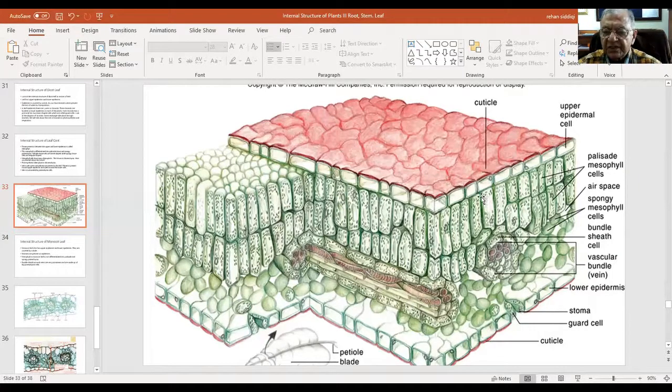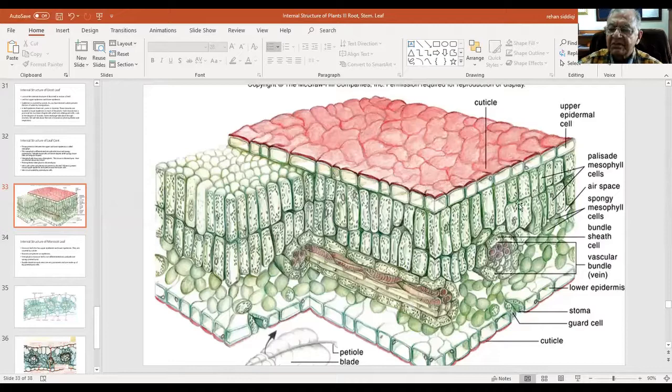The tissue that is present between the upper and lower epidermis, this is called mesophyll tissue. Mesophyll tissue is present between the upper and the lower epidermis. The tissue that is present just beneath the upper epidermis, this is called palisade tissue or palisade mesophyll. The whole tissue is called mesophyll. Mesophyll is of two types. Beneath the upper epidermis, this one which is barrel shaped, this is called palisade. And the one which are irregular, this is called spongy mesophyll.